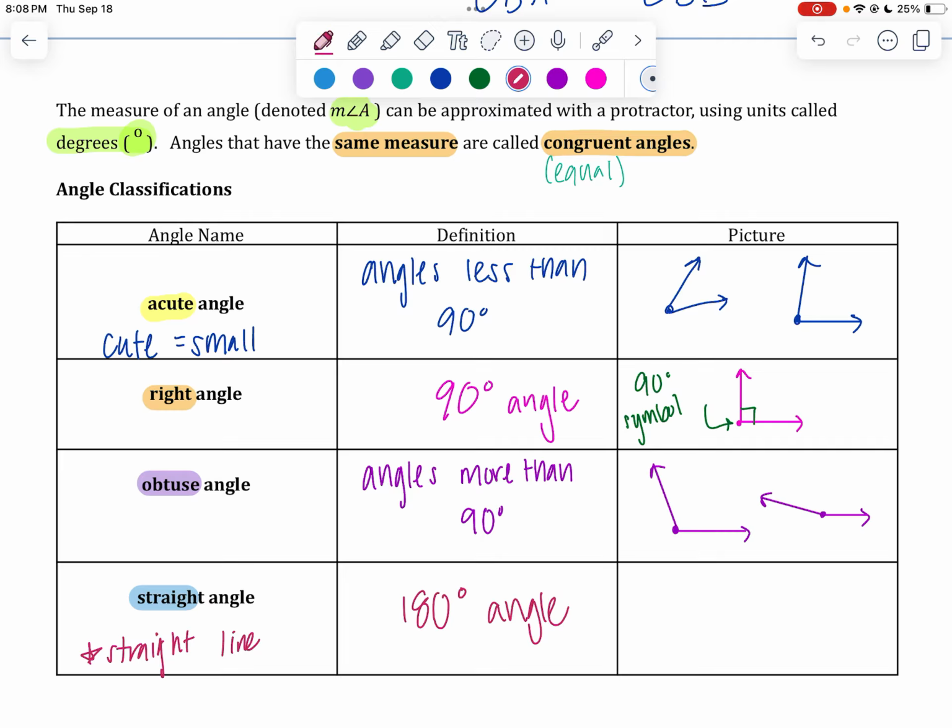And then my straight angle, this is just a straight line, so I'm going to go ahead and draw a line. Now, really, my vertex is somewhere in the middle, but the way that we say that this is a straight line is that we have this little tick mark, and I like to just go ahead and put 180 degrees. It is a straight line.